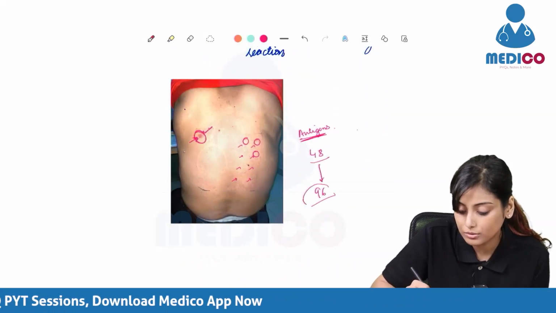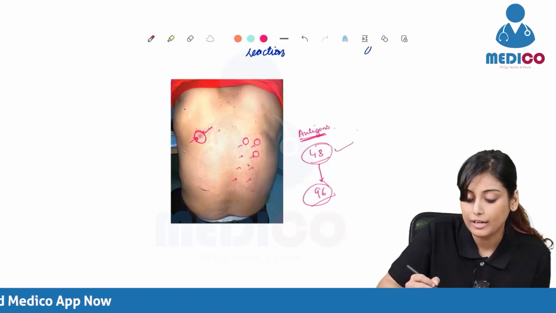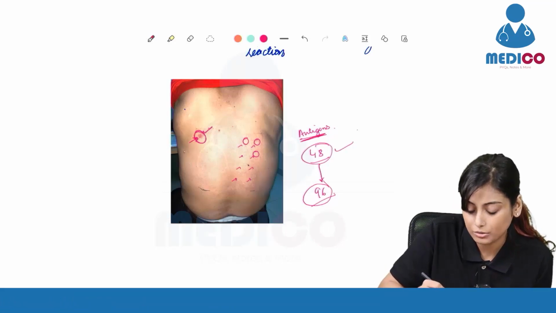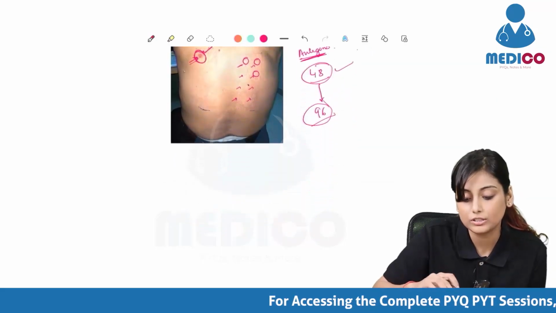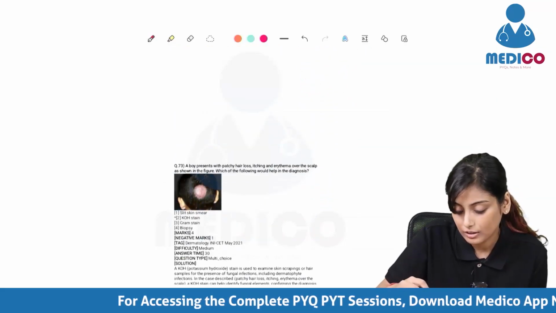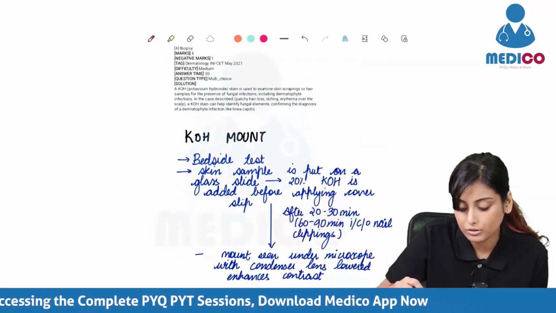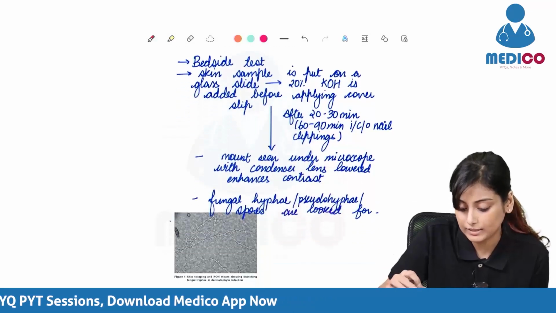So these are the two time lines that you have to remember. And there might not be a reaction to a lot of antigens, but if there is a reaction to one of those, you know for sure that this is causing allergy in the patient. Now, there's a question on KOH mount. KOH mount again is a bedside test.